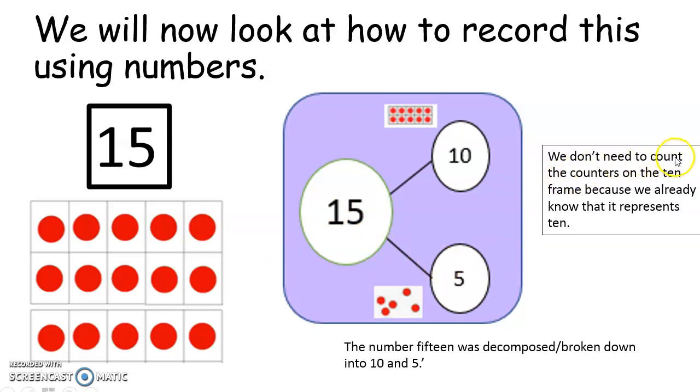We don't need to count the counters on the 10 frame because we already know that it represents 10. So we already know this is 10. We don't need to start from 1. So we've got 10, 11, 12, 13, 14, 15. The number 15 was decomposed or broken down into one group of 10 and 5 units.